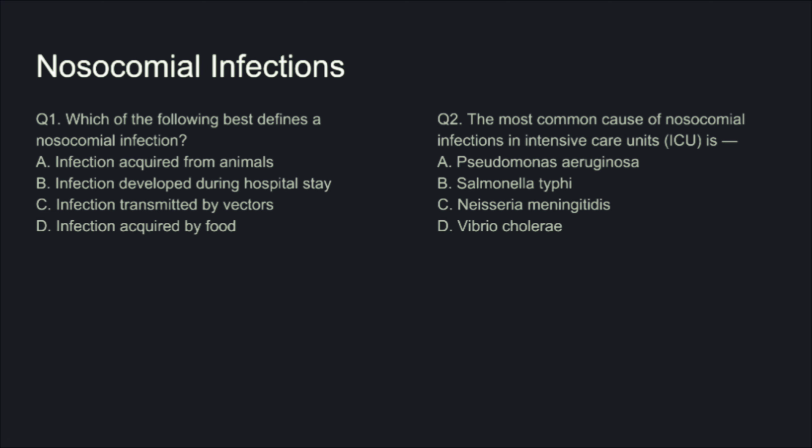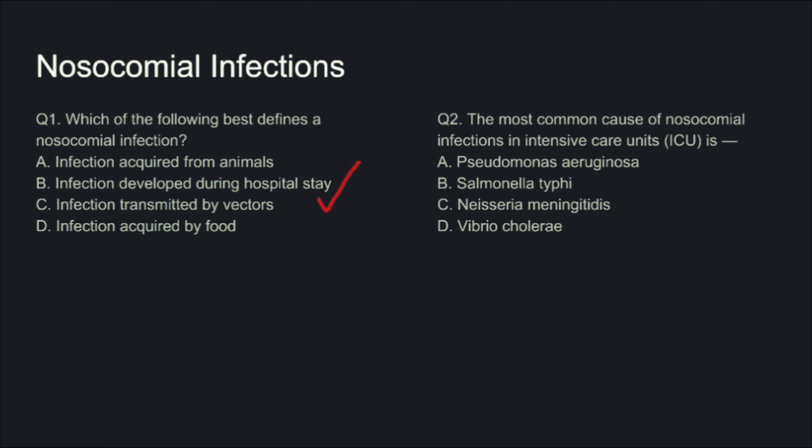Now we have the topic of nosocomial infections. So first question from this is, which of the following best defines a nosocomial infection? Your options are A, infection acquired from animals; B, infection developed during hospital stay; C, infection transmitted by vectors; D, infection acquired by food. Correct answer for this question is option B, infection developed during hospital stay.